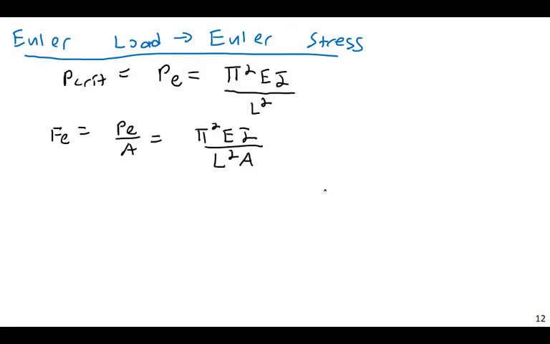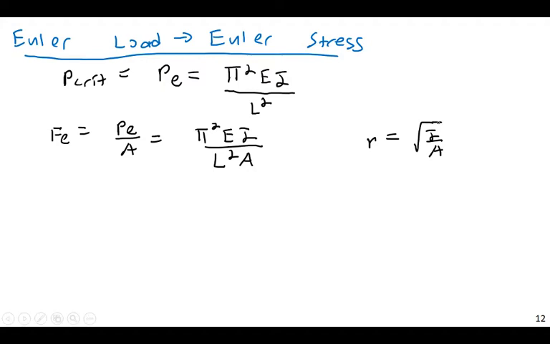However, I also know there is one term from a section property that combines both I and A. What is that? What is the section property that combines both I and A? It starts with an R. Radius of gyration. Yes, thank you. You got it right away. Very good. So r is equal to the square root of I over A.